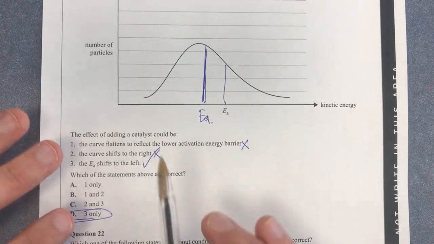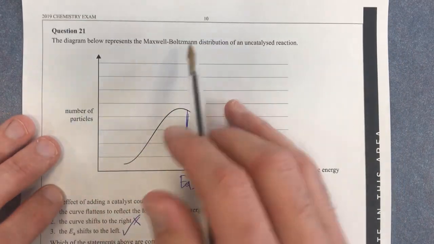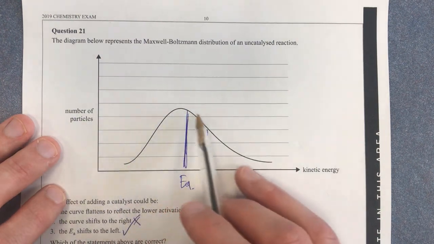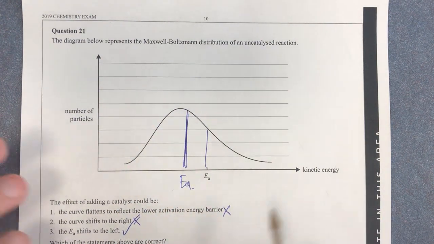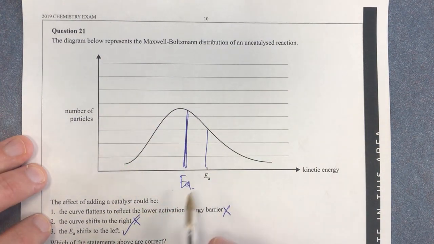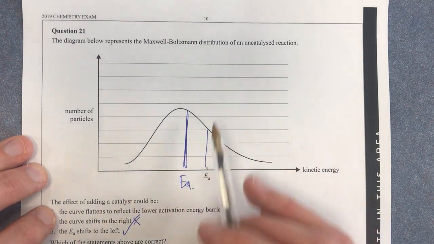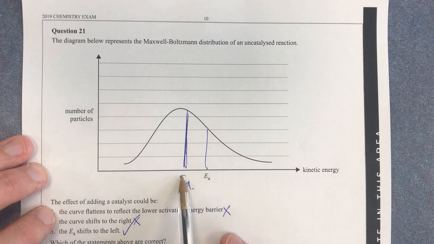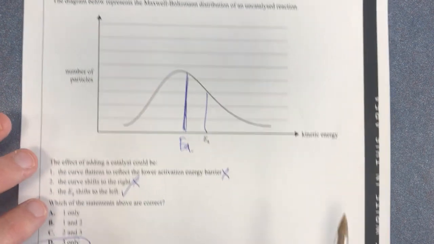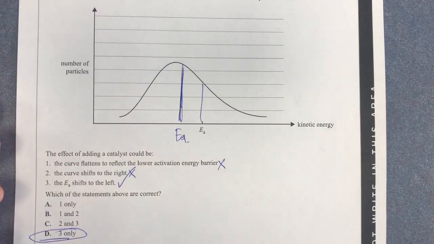And again, let's summarize that. A Maxwell-Boltzmann distribution shows you how much energy particles have. By adding a catalyst, you do not change how much energy particles have, but you do lower the activation energy. And hopefully that makes sense to you.